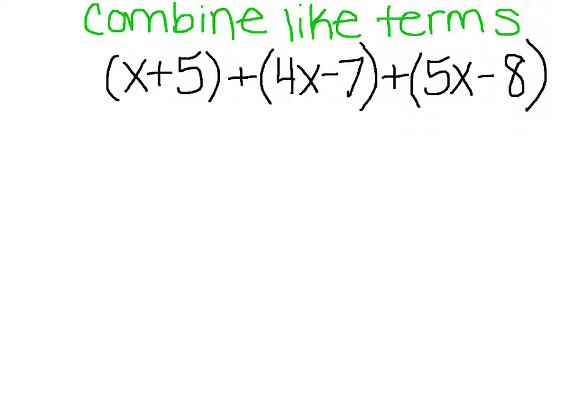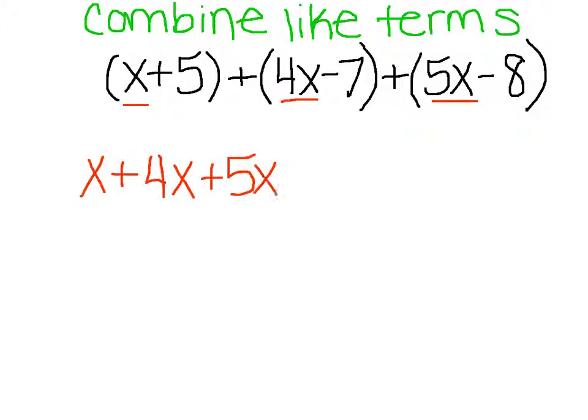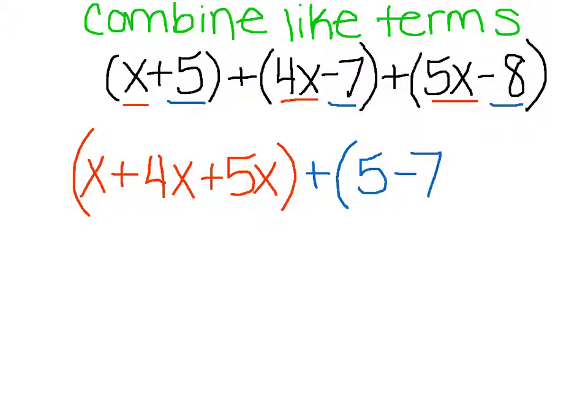So looking at this example, I can see that my like terms are x, 4x, and 5x. I like to rewrite it, putting them all together, so I know I'm going to be adding these terms together. And then I have my numbers. I have positive 5, negative 7, negative 8. Since I'm adding, I just worry about the signs. I don't need to change anything because plus negative 7 is a negative 7. So 5 minus 7 minus 8.